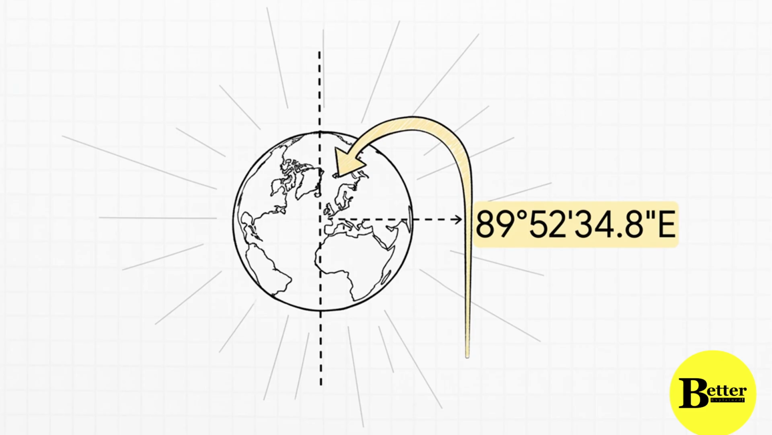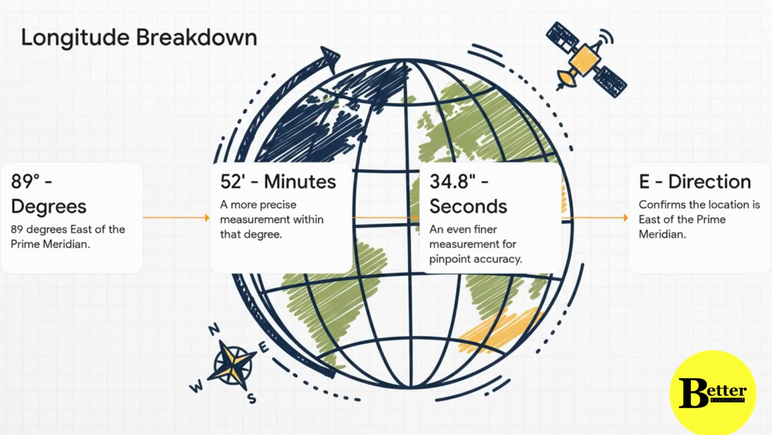All right, on to part 2, our longitude. Just like before, this whole chunk is telling us our position. But this time, it's all about how far east or west we are from that prime meridian. And guess what? It is the exact same logic. We start with the big jump, 89 degrees to the east of the prime meridian. Then we zoom in to the 52nd minute inside that degree, and then we zoom in even tighter to 34.8 seconds for incredible precision. And the E just confirms we're in the eastern hemisphere. See? It's a system that just keeps getting more and more accurate the deeper you go.